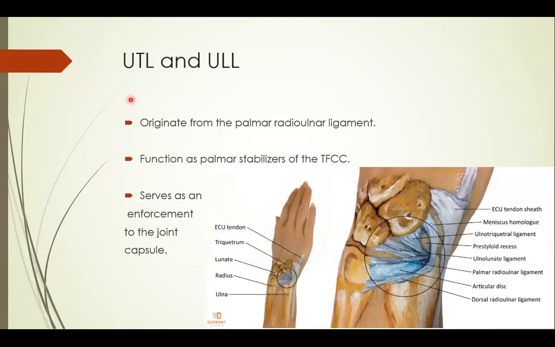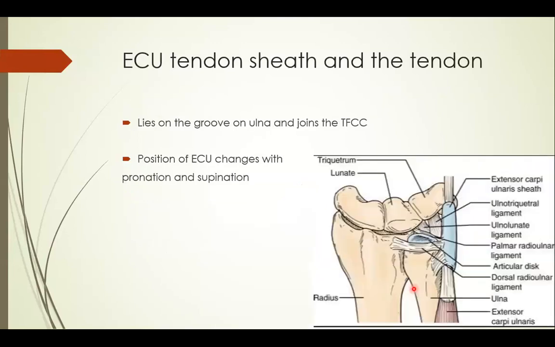The ulnar triquetral ligament and the ulnar lunate ligament are both ligamentous structures that originate from the styloid on the palmar end and attach to the lunate and the triquetrum. They function as stabilizers of the TFCC and serve as a reinforcement to the joint capsule. Now, the ECU tendon sheath and the tendon lie in the groove on the ulna, and it has a peculiar action during supination and pronation, which I will be mentioning subsequently in the respective slides, namely that the position of the ECU changes with the position of the wrist.